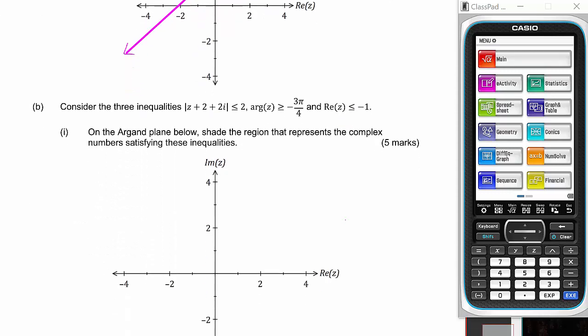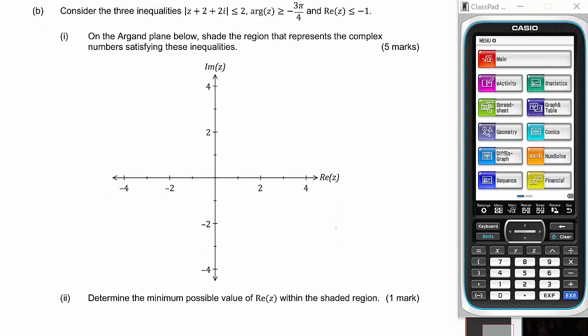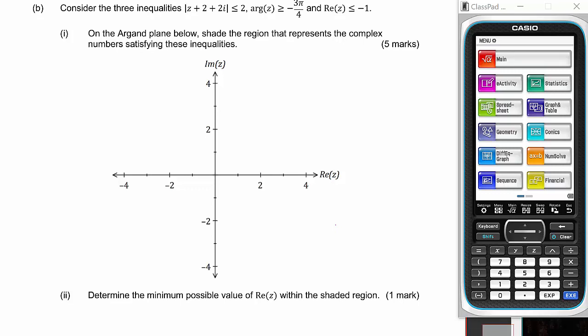And okay, so now we're moving on to a second part. Well, this one's a circle, isn't it? So let's think about that. So |z − (−2 − 2i)| is less than or equal to 2. So that's going to be a circle of radius 2, which is centered at (−2, −2), so sort of here.